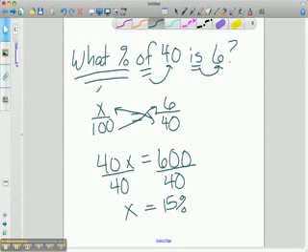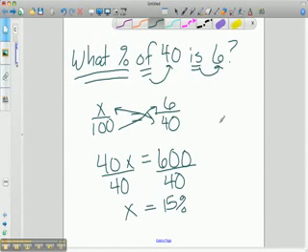Now, go back and see if that makes sense. Does it make sense that 15% of 40 is 6? Well, we know that 10% of 40 would be 4, so 15% being 6 would make sense. So your answer is reasonable. So therefore it's probably correct.